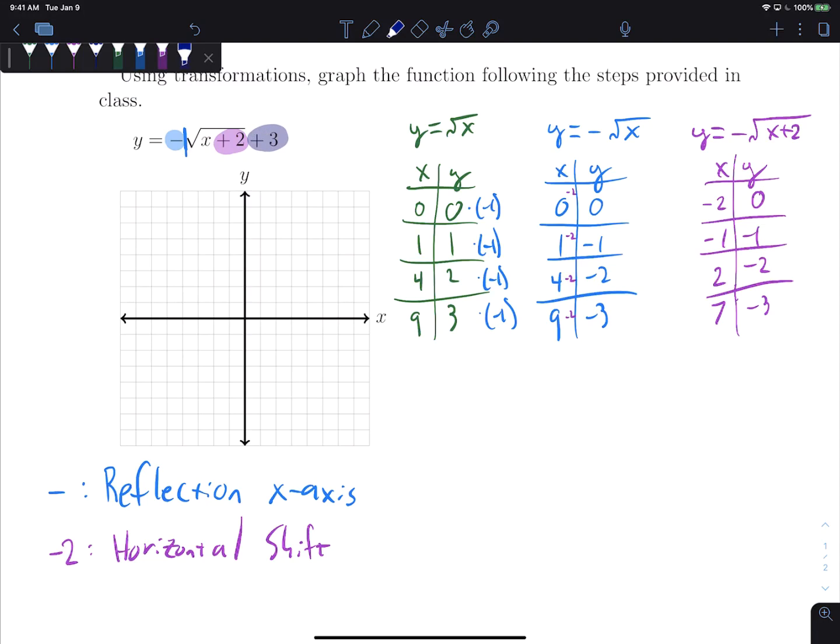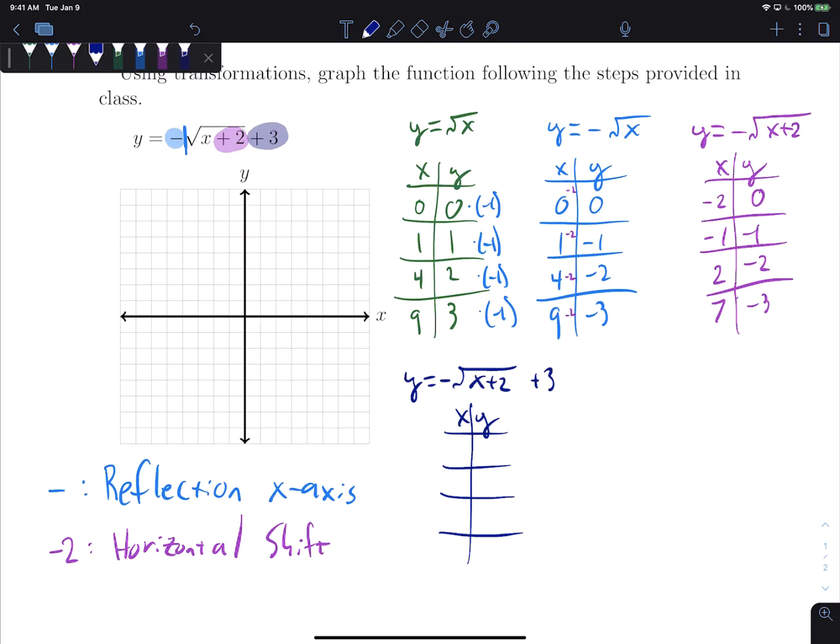Now for the last transformation, that plus 3 there. That plus 3, whenever I add it on to here, is in fact going to give us the original equation here. And this table will be the table that I graph. Notice that the plus 3 is outside of the radical, which means that it affects the y value, which means that the x values will all stay the same from the previous graph. So we'll have negative 2, negative 1, 2, 7.